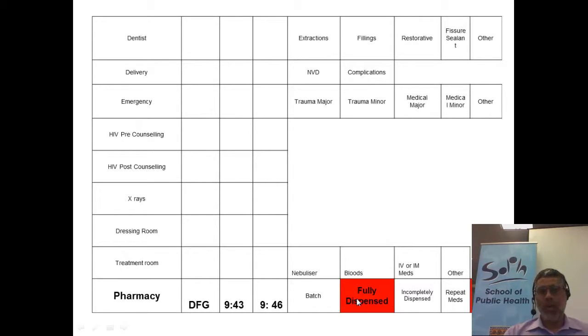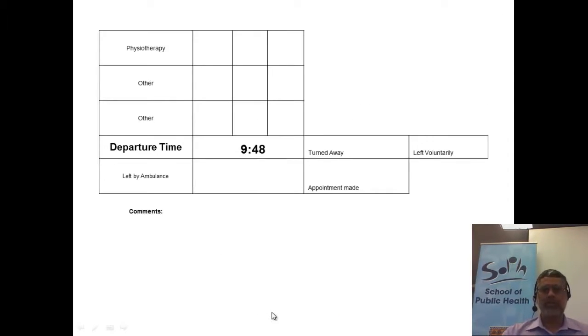So here at the pharmacy they're interested to know whether it's new or repeat, as well as whether they were able to fully dispense the medicine or whether they did not manage to fully dispense the medicine. So in this case, all the medicines on the script were dispensed, and it was new medications rather than repeat. Again, there's the code, the time in, the time out. Very simple.